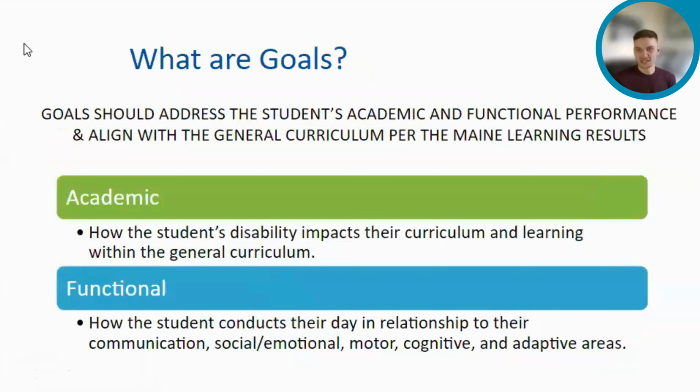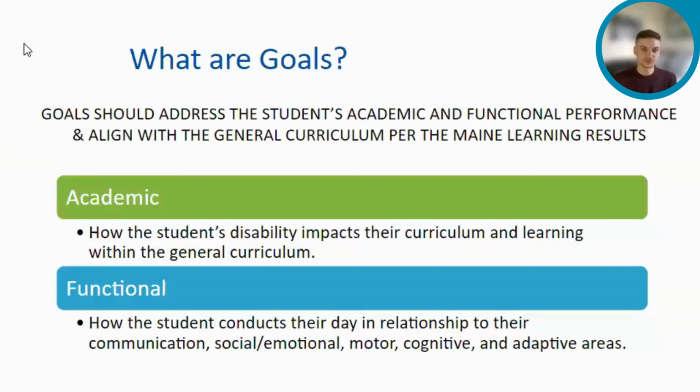Just a second ago, I was mentioning academic and functional goals. So as we're creating our goals for our kiddos, we should identify what would have the best impact. For their academic goals, we're really trying to consider their learning curriculum. How does that student's disability impact their learning within the general curriculum? How does their disability negatively impact their ability to access the curriculum in the mainstream classroom? Functional goals, on the other hand, consider the different functions throughout the day. How does the student conduct their day-to-day activities, like communication, social emotional skills, motor, cognitive, and adaptive? So you're trying to consider both of these areas when we're creating goals for our kiddos.